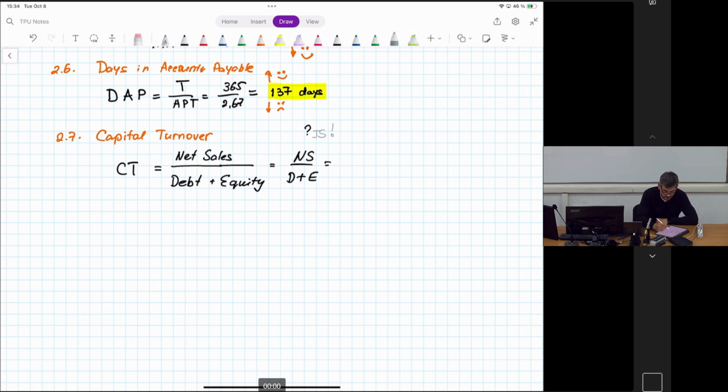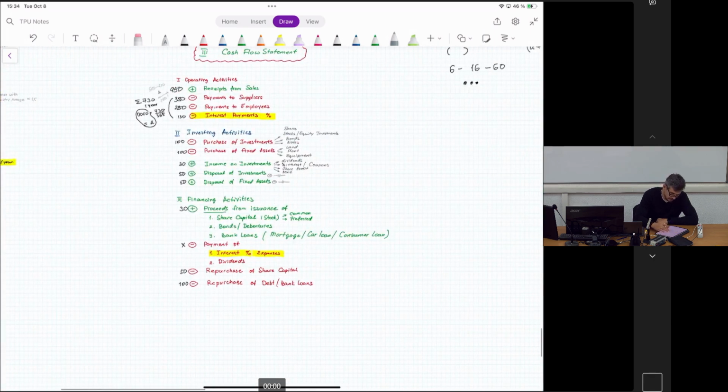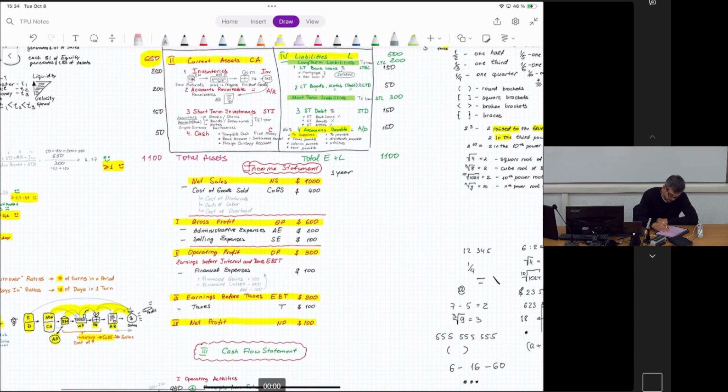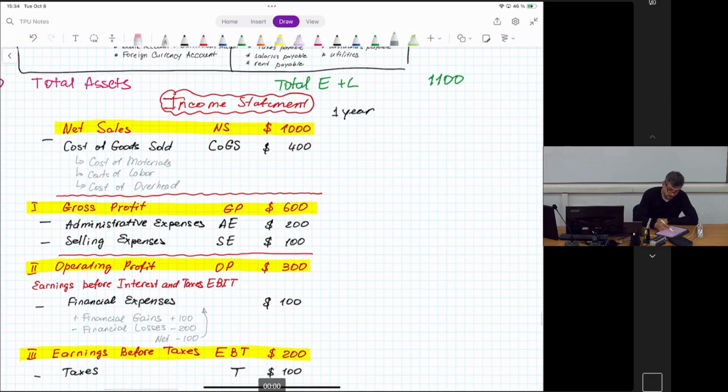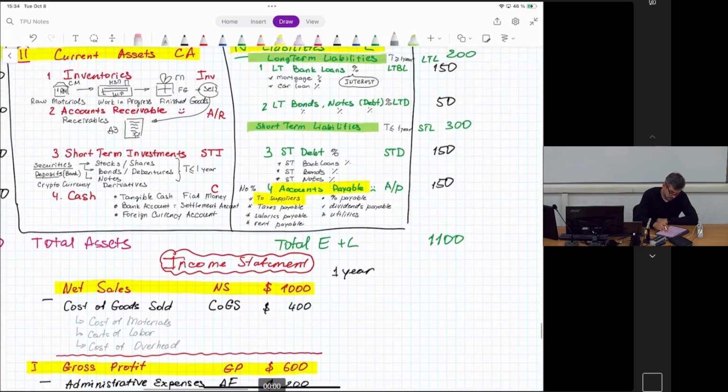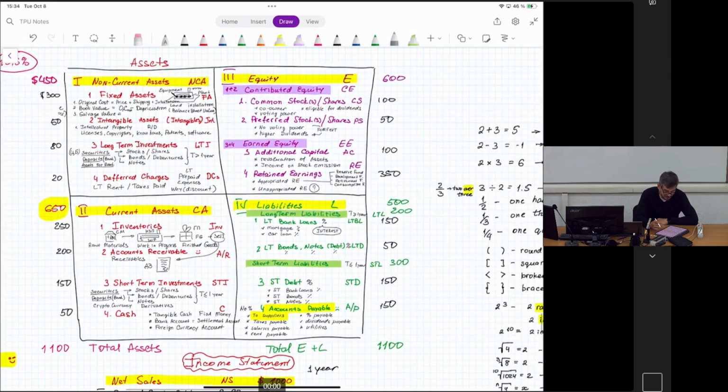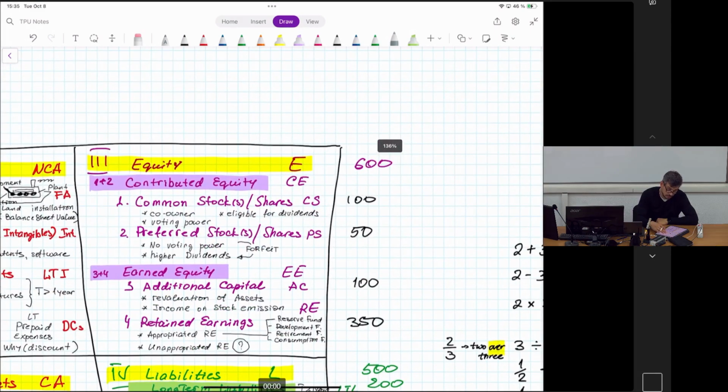And debt and equity can be found where? In which statement? The balance sheet. Yes, the balance sheet. Okay, let's find these numbers in our statements. Income statement: here we have net sales. How much is net sales? $1,000. Now let's look for equity and debt. With equity, it's simple. We have equity of 600, right?